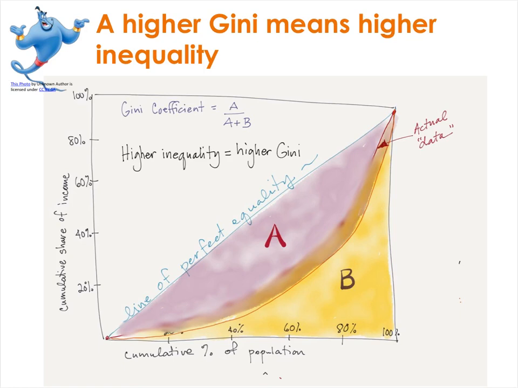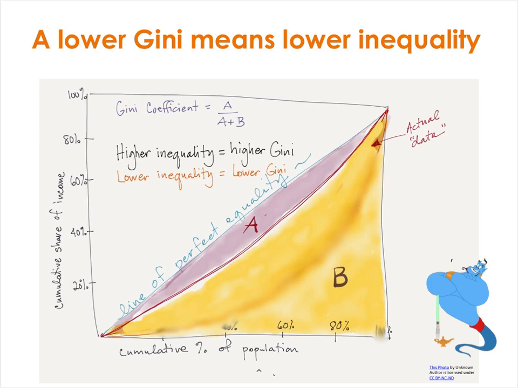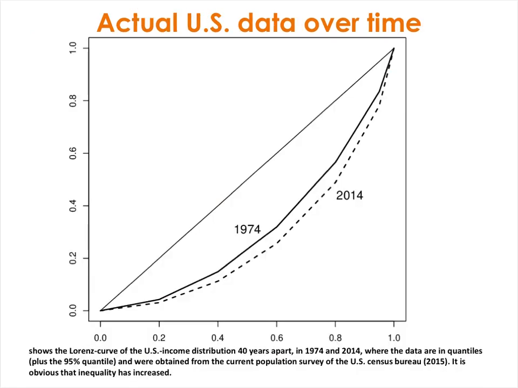And so if a country's Gini coefficient is rising, the Lorenz curve is getting further and further away from the line of perfect equality, you're going to get something like this. So this is a larger A, and you're going to get a higher Gini coefficient. And conversely, a lower Gini coefficient correlates with a lower inequality and a Lorenz curve that is closer to the line of perfect equality.